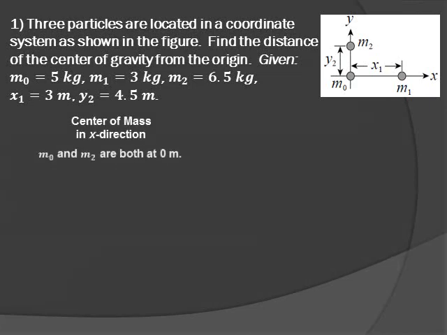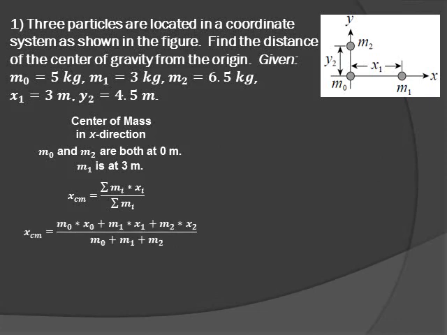Alright, so that center of mass in the x direction: mass 0 and mass 2 are both at a position of 0 in the x direction, and mass 1 is at 3 meters in the x direction. If you remember the center of mass equation, it's the mass times distance from the origin, adding all those together, divided by the total mass of the system.